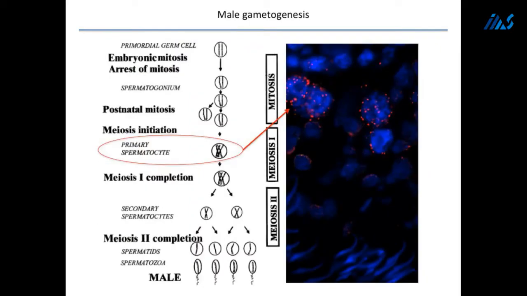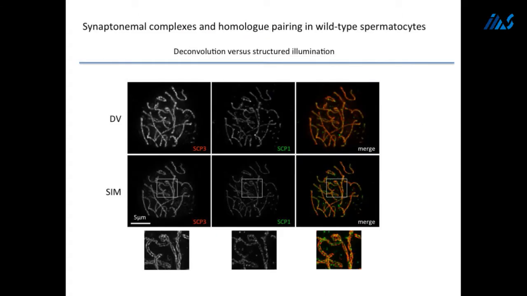So again, this gives you an overview of the distribution of this protein. It's expressed almost exclusively in primary spermatocytes, those cells which are undergoing meiosis. Now, what exactly is happening in these cells, and what do these patches correspond to?